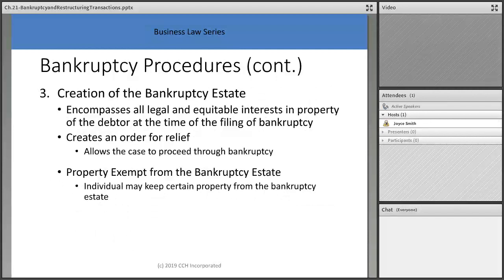And then they create the bankruptcy estate. Again, it encompasses all legal and equitable interests, and creates an order of relief. And then there's property that's exempt from the bankrupt estate. They may keep certain property from the bankrupt estate.